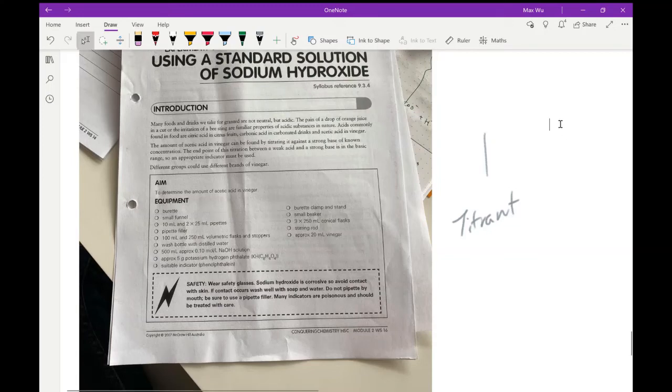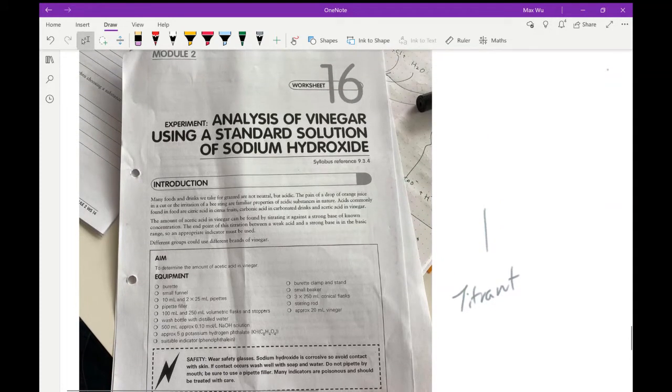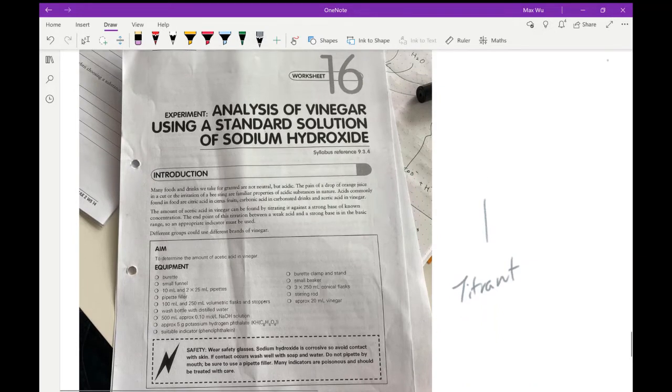Hey guys, so today I'll be covering something that will be really quick. I just want to go over what titration is again. So what you guys need to know is, what is titration, right? This is an analysis of vinegar using a standard solution of sodium hydroxide. And immediately, vinegar should make you think of acetic acid. So we're testing an acid using sodium hydroxide, NaOH, a base, right?